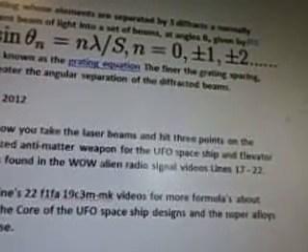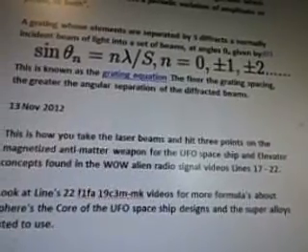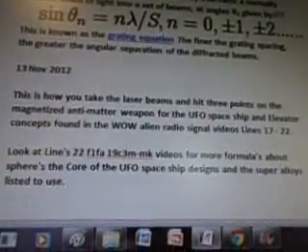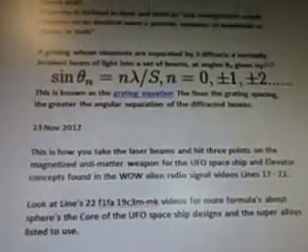November 13th, this is how you take the laser beams and hit 3 points on the magnetized antimatter weapon for the UFO spaceship and elevator concepts found in the WOW alien radio signal videos lines 17 to 22. Look at lines 22f1fa19c3mg to MK videos for more formulas about spheres, the core of the UFO spaceship designs, and the super alloys listed to use.